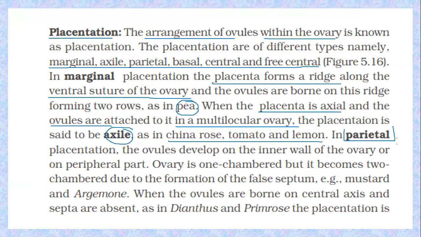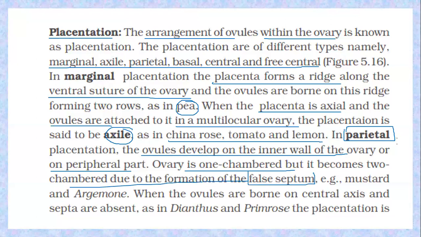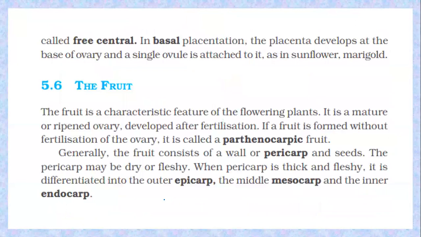In parietal placentation, very important previous question, the ovules develop on the inner wall of the ovary or on the peripheral part. The ovary is one chambered, but it becomes two chambered due to the formation of a false septum. So in parietal placentation, there is a formation of a false septum. Example is the mustard and argemone. When the ovules are borne on the central axis and septa are absent, as in dianthus and primrose, the placentation is known as the free central placentation.